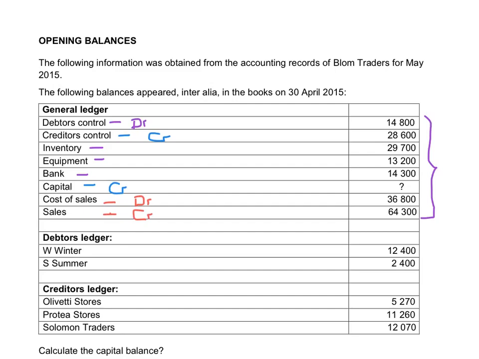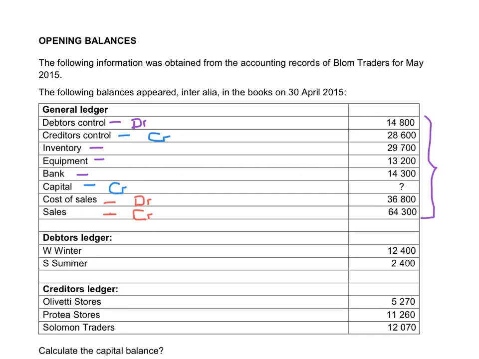So if you receive the balances, the first step that you should take is to determine whether these balances should be on the debit side or the credit side of the ledger accounts. And that depends on whether it's an asset, liability, income, or expense.